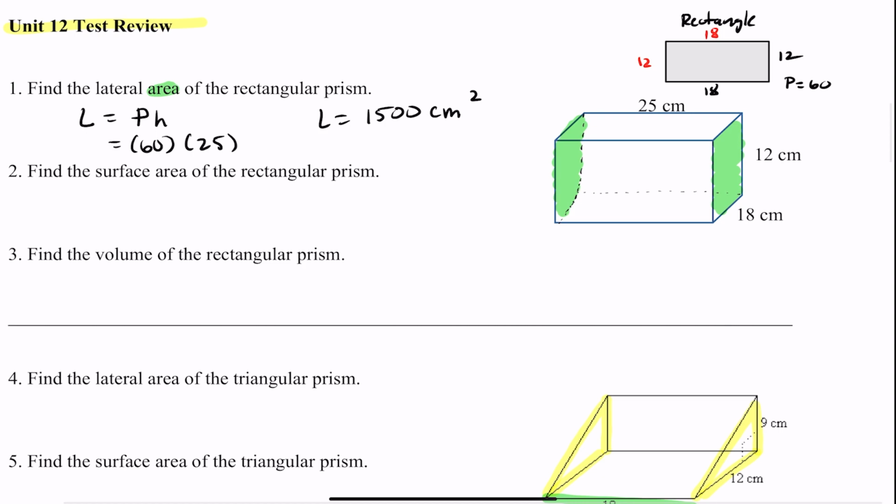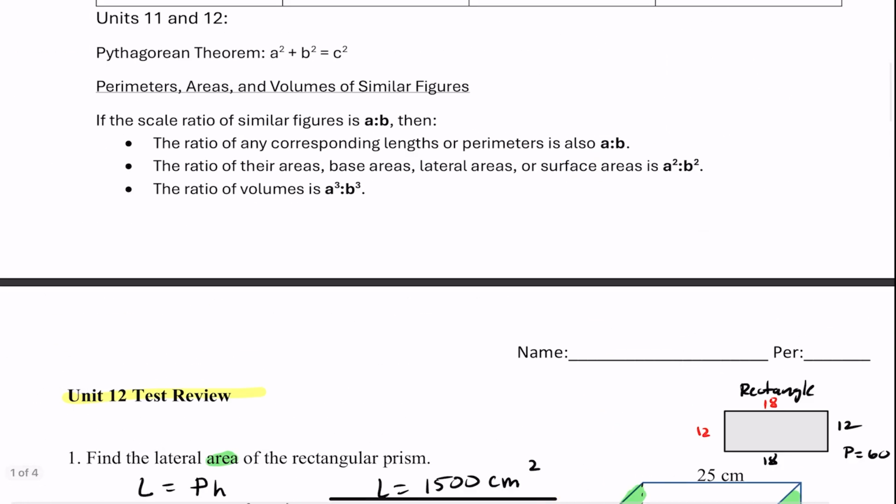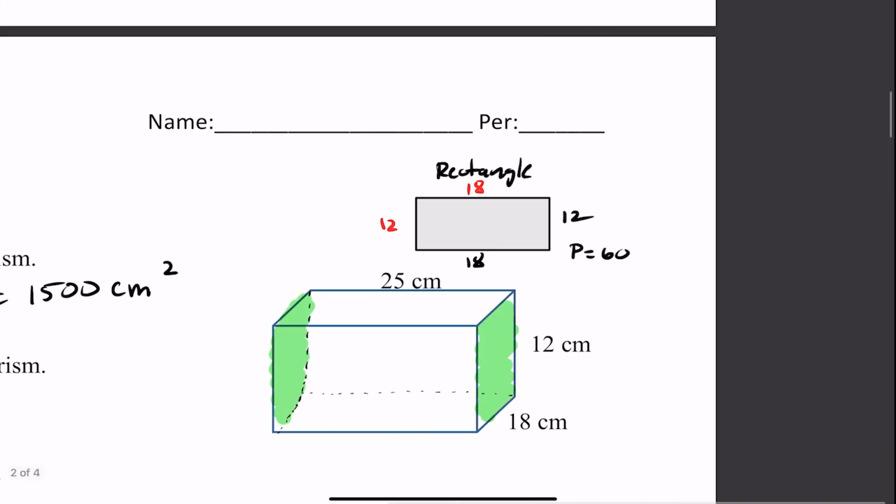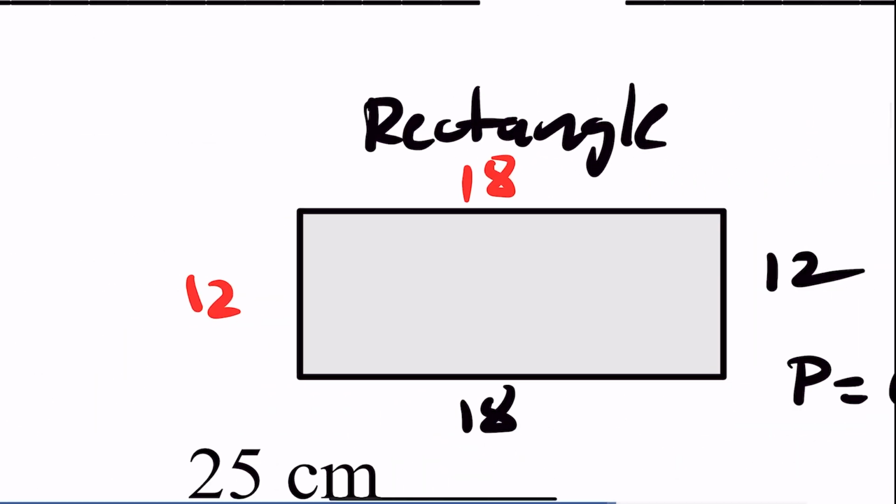Number 2, find the surface area of the rectangular prism. Okay, so what's the surface area formula? For a prism, it's the lateral area, which you found earlier, plus 2 times the area of the base, okay? So what's the base? It's that rectangle. When you look at that rectangle, you're going to find the area of that two-dimensional object. So capital B means area of the base. Remember that. Capital B is the area of the base.